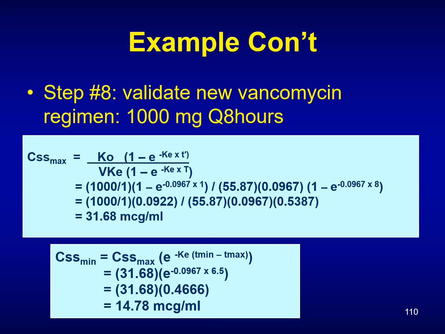So we plug in all the numbers, including the patient's actual V and KE, and we come up that the patient's Cmax with this regimen is predicted to be 31.68 and C minimum of 14.78, which is close to within our target range. So this is an okay regimen.